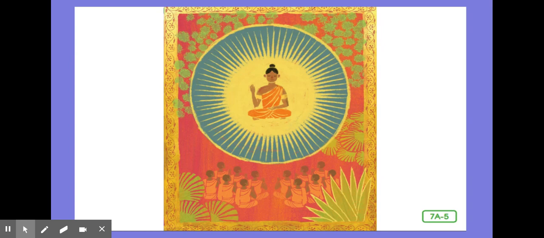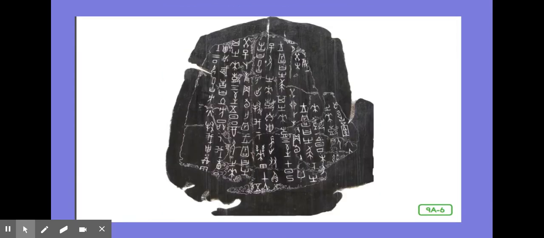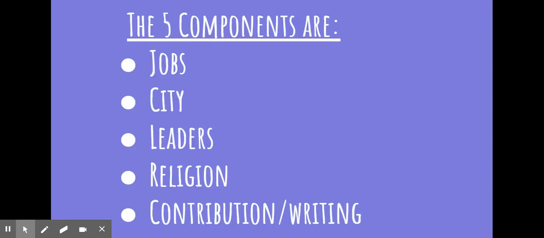The next one was showing Siddhartha Gautama, or the Buddha, who founded Buddhism. That key component in this picture would be religion. And our last one, we had the bone and the different writings. So writings would be our 5th one. So the 5 key components are jobs, city, leaders, religion.